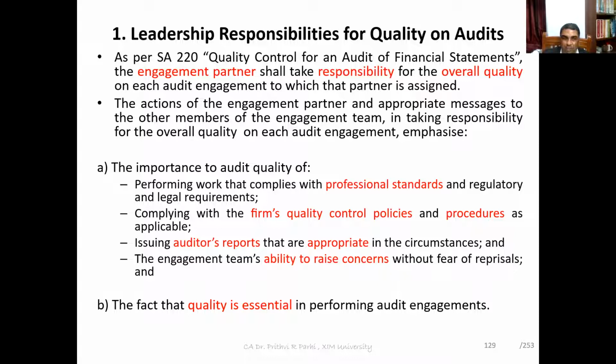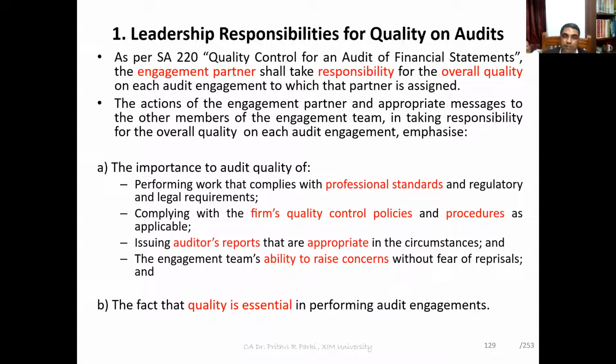There is a lot of importance attached to audit quality. The importance to audit quality of performing the work that complies with professional standards and the regulatory legal framework that is required. That when the audit is conducted, it has to comply with all the required professional standards and regulatory framework. It should comply with the firm's own quality control policy and procedures. And an audit report should be issued which is appropriate. Suppose in a particular situation, it's appropriate to issue an adverse report. Adverse report means the auditor has to say the financial statement doesn't show a fair view. So that kind of report should be issued. So the audit report should be appropriate to the circumstances.